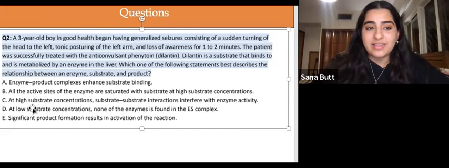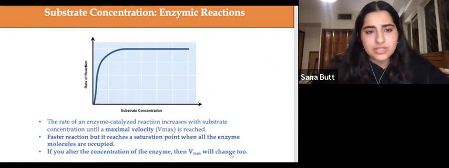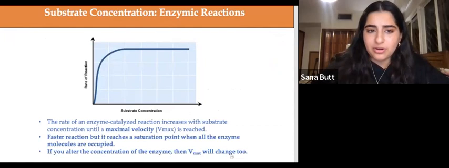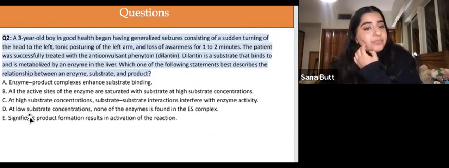Another thing is D. At low substrate concentrations, none of the enzymes are found in the ES complex. ES complex is just saying enzyme substrate complex. That's not really true either, is it? Because when we look at the substrate concentration, even if we only have a little bit of substrates, you can still expect some enzymes to hold on to those substrates. So it wouldn't really ever be zero. The rate of the reaction might be low, but it wouldn't ever be zero. So I would take out D as well.